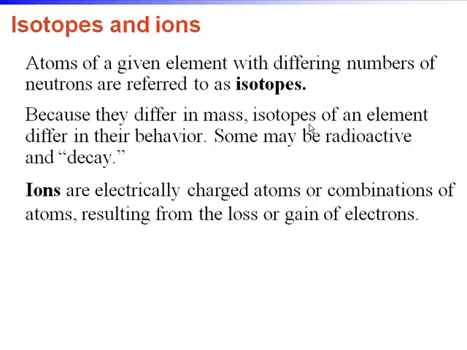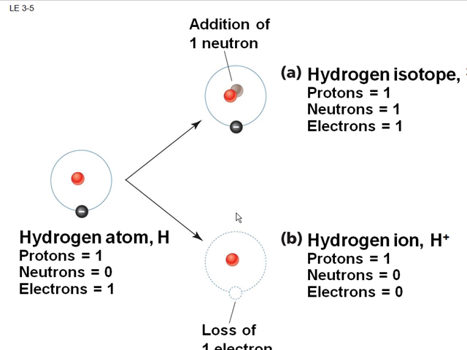So here we go. Isotopes, right, different masses, same number of protons, same number of electrons, but different numbers of neutrons, and ions, different numbers of electrons. Here's some examples.